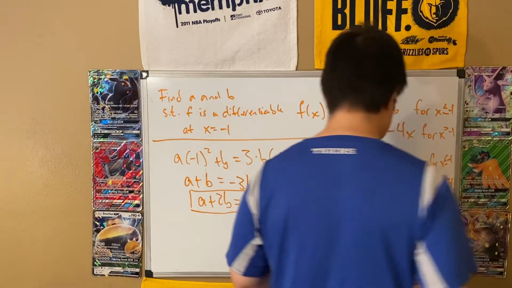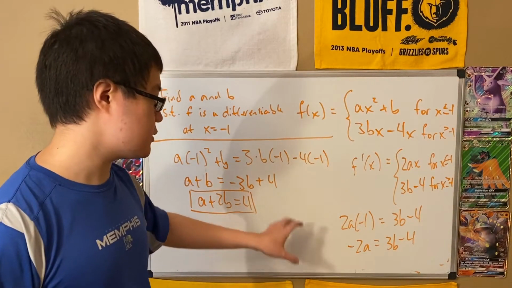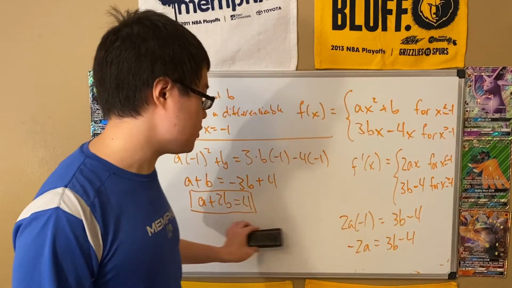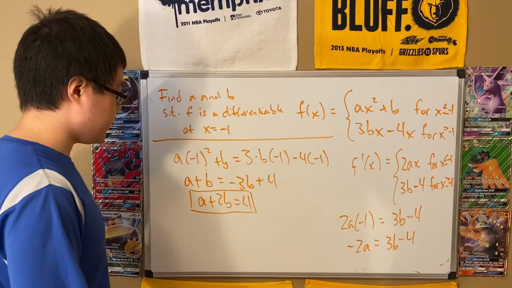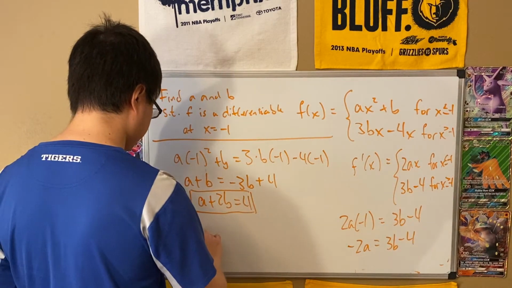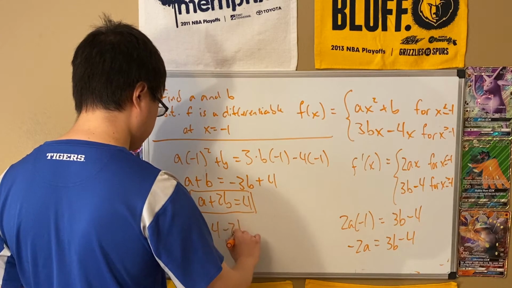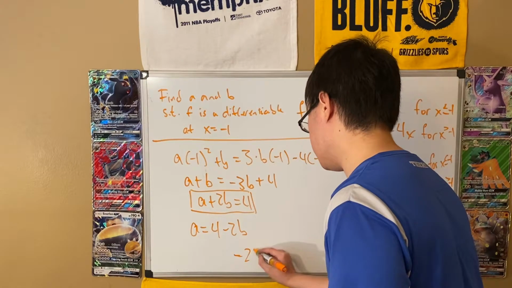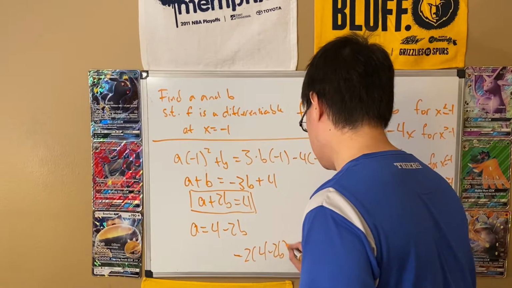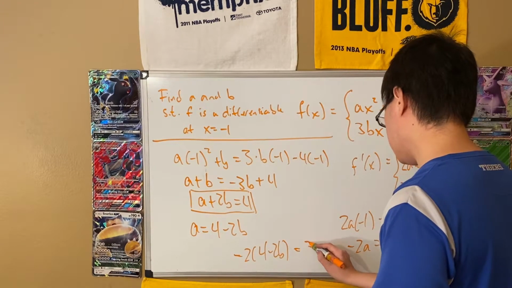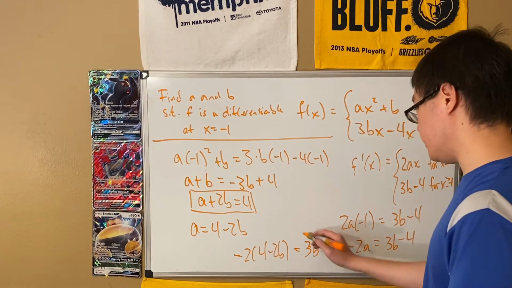So then you just solve this system of equations. You can use any way you want. You can use elimination, you can use substitution. The best way in this case might be substitution. So let's solve for this. a is equal to 4 minus 2b. Let's plug this into this a. So it looks like we have minus 2 times 4 minus 2b. This question is very involved, but we're almost done. We get 3b minus 4, and then let's go up.